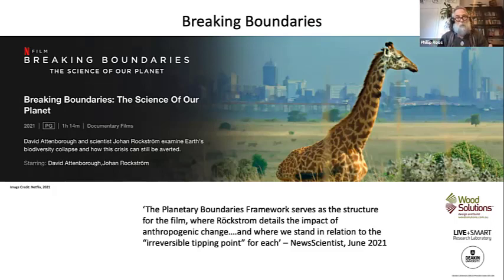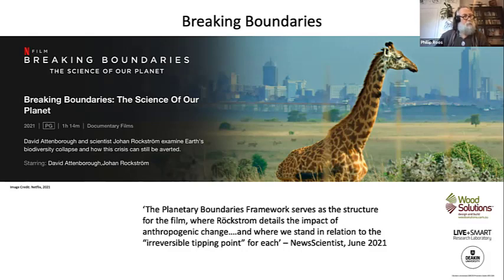The planetary boundaries framework developed by Rockstrom served as the structure for this film, where Rockstrom details the impact of our anthropogenic change to the planet, and also where we stand in relation to the irreversible tipping point for each of these planetary boundaries. Now, the irreversible tipping point is a very important phrase that we need to look at. And as David Attenborough, no one else can give that message to us as well as he can. And I really recommend that you watch this documentary.